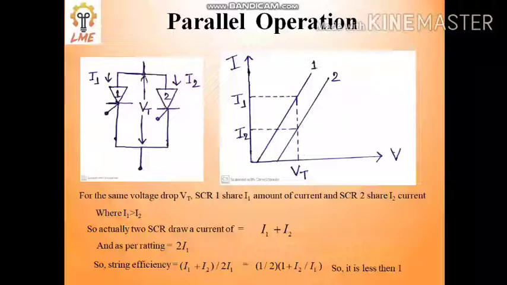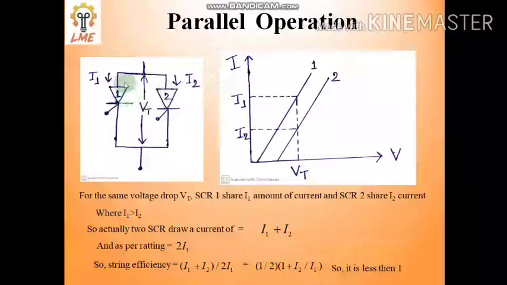The main problem is that when SCR 1, as you see here, is drawing more current compared to this SCR, then what will happen? If it draws more current, the IR drop, means the voltage drop across this SCR, will be higher compared to this. So when the voltage drop is IR, the power loss is I1 square into R of this SCR. Then what will happen? The temperature of this SCR will increase because more current is passing compared to this.